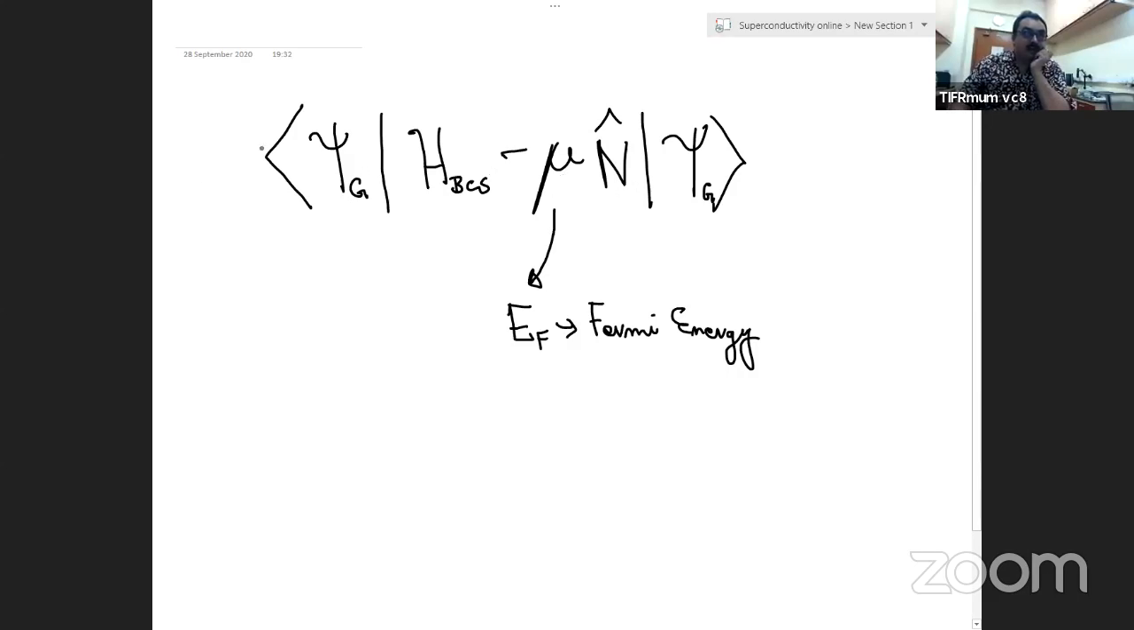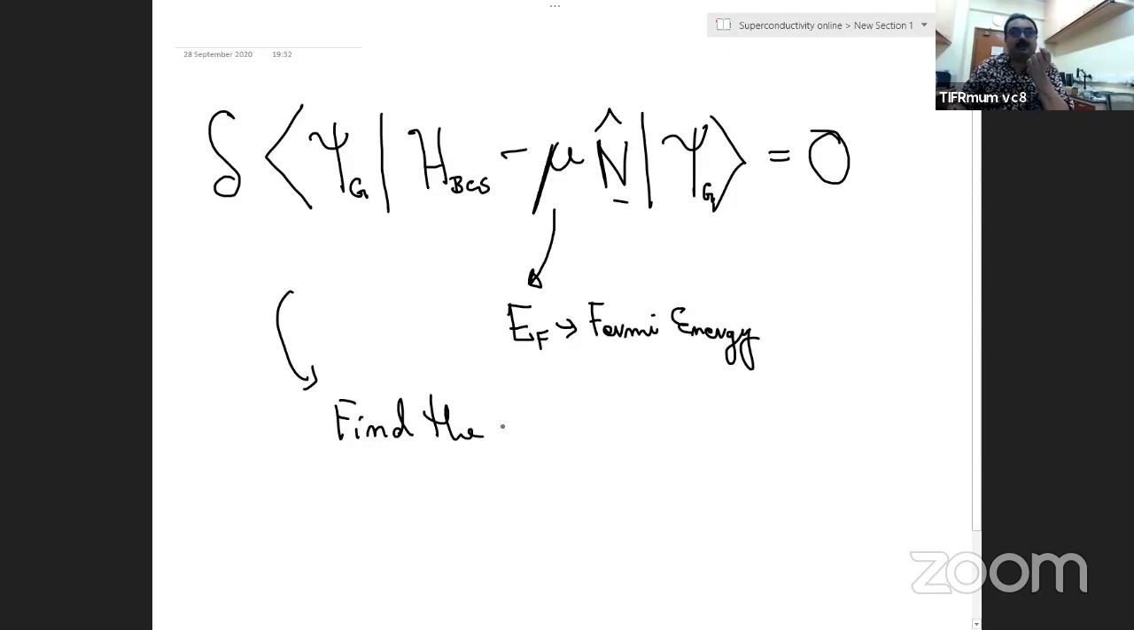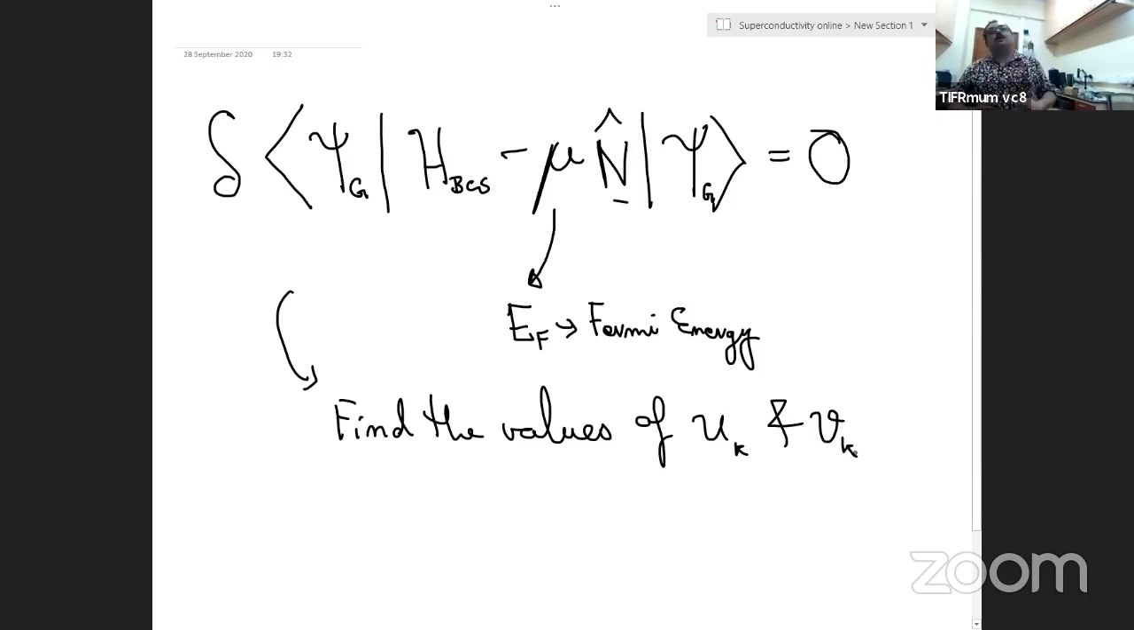But then I have to do a variational calculation. So I will do a variation with respect to u_k and v_k, set this to 0, and from this find the values of u_k and v_k. All right.